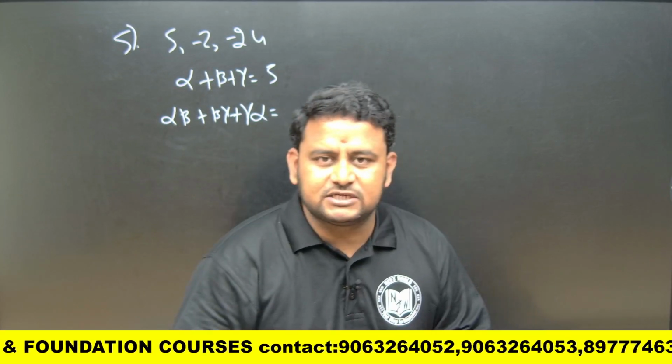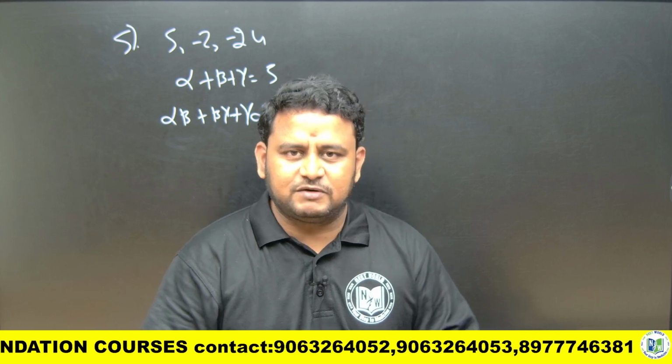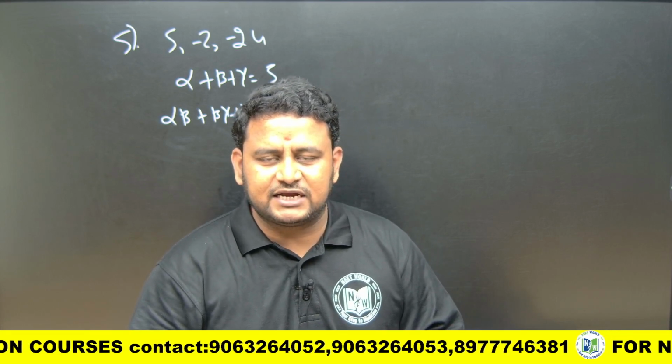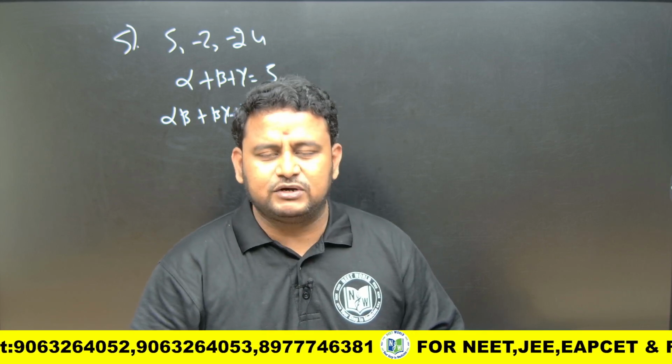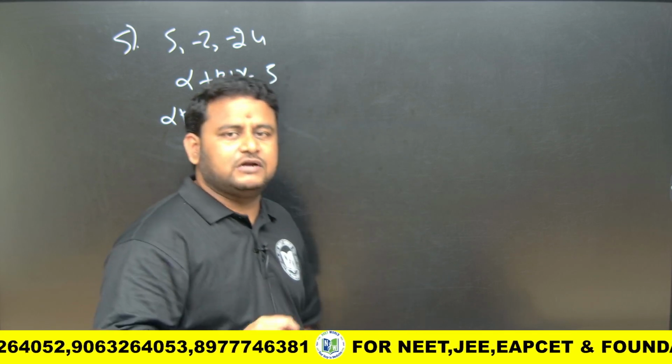They had given only zeros. So we only had to find the sum of the zeros, the product of the zeros taken two at a time, and the product of the zeros. But here they themselves are giving the sum of the zeros, the product of the zeros taken two at a time, and the product of the zeros. We have to find the cubic polynomial.